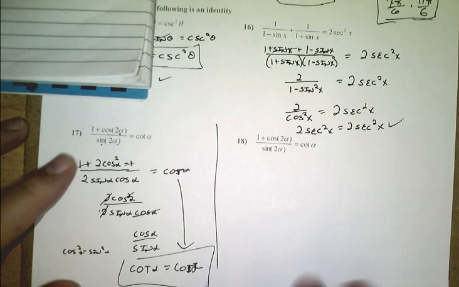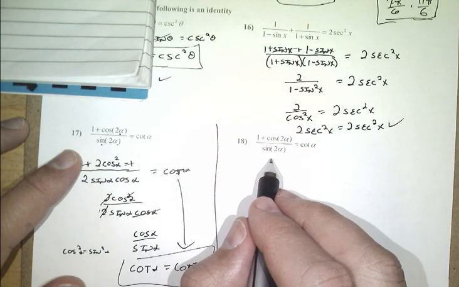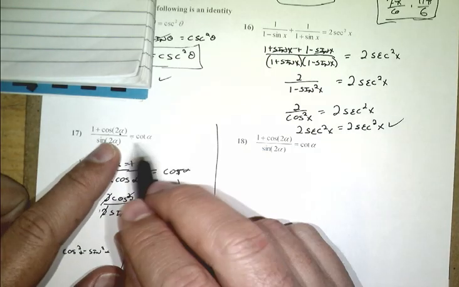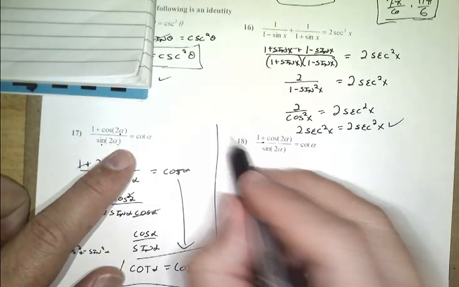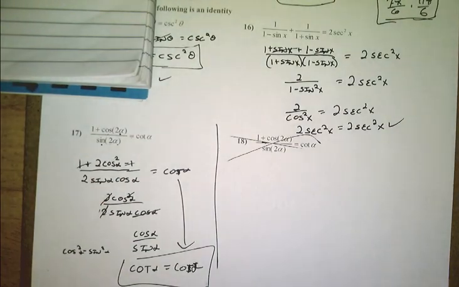Here, those are the exact same, right? I'm not insane, am I? 1 plus cosine 2 alpha, sine 2 alpha, cotangent. Okay, well, those are the same. So, okay, that completes it.